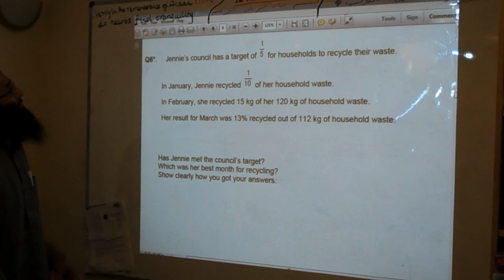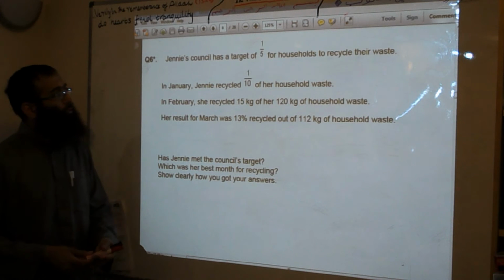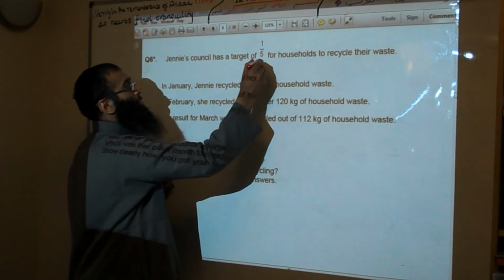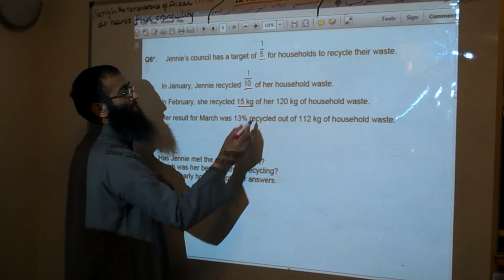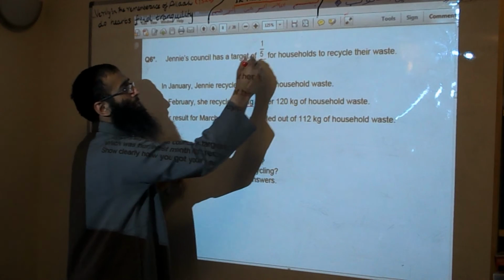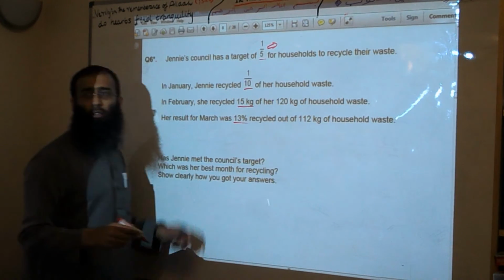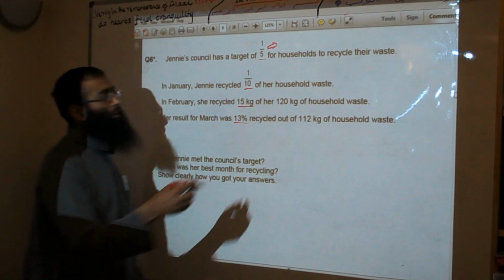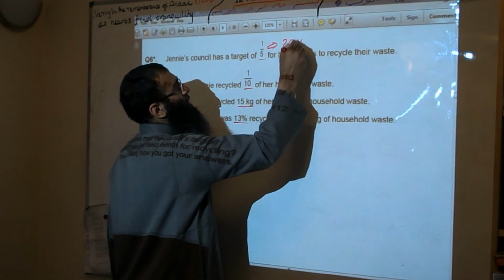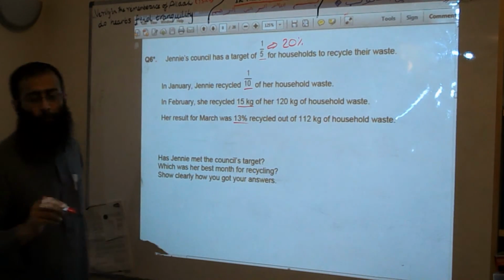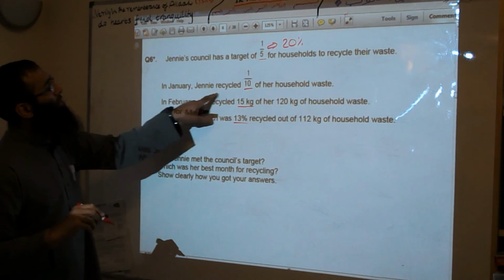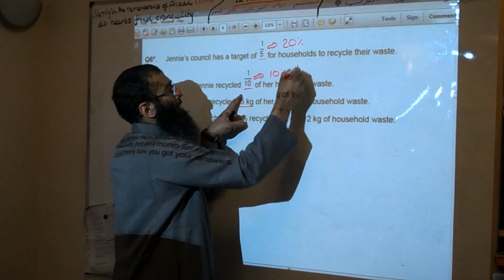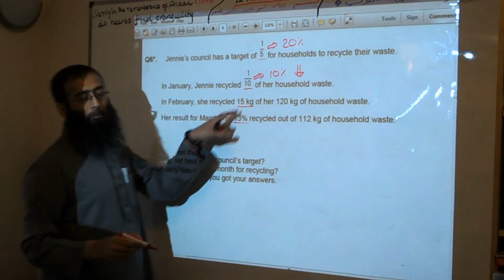Okay, here we go. Jenny's council has a target of 1/5 for households to recycle their waste. Straight away, we've got fractions, actual values, and percentages. What percentage is 1/5? 1/5 is 20%, because 20 times 5 is 100. You should know that as a common percentage value. In January, Jenny recycled 1/10 of her household waste, which is how much percent? Which is below what she's expected to do.